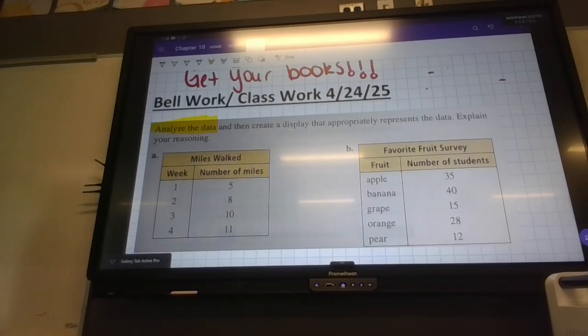All right, when I look at letter A, it's miles walked, it's weeks and numbers of miles. So, do we think this would be categorical or numerical? Are these categories or numbers? Numerical. This is numbers. The word for that is numerical. There's two types of data here. It's time and distance. It's weeks and miles. So we will call it bivariate.